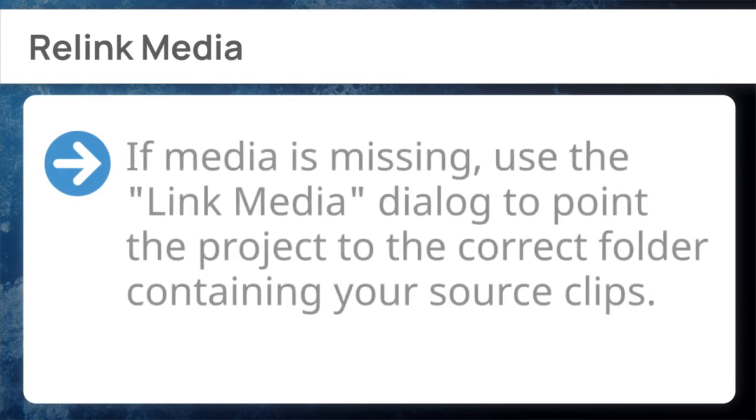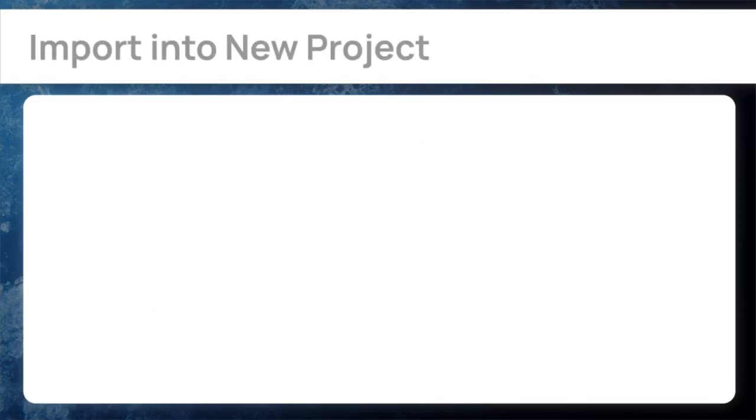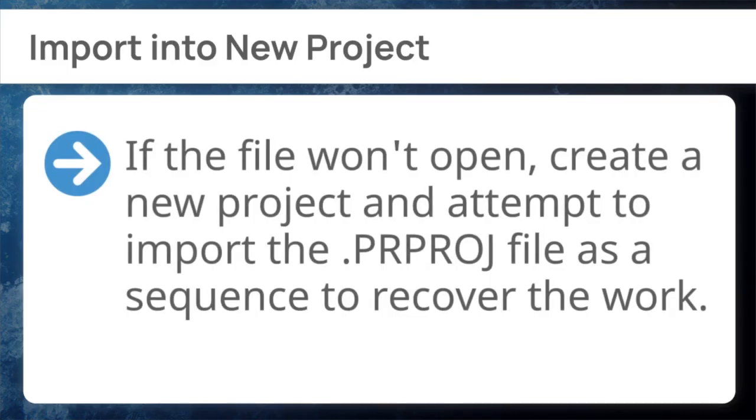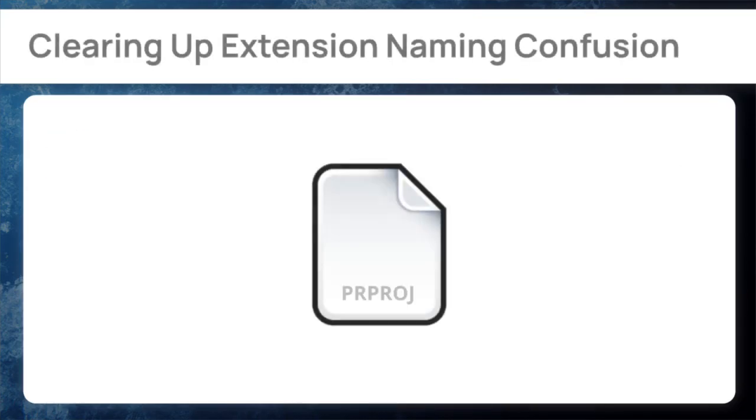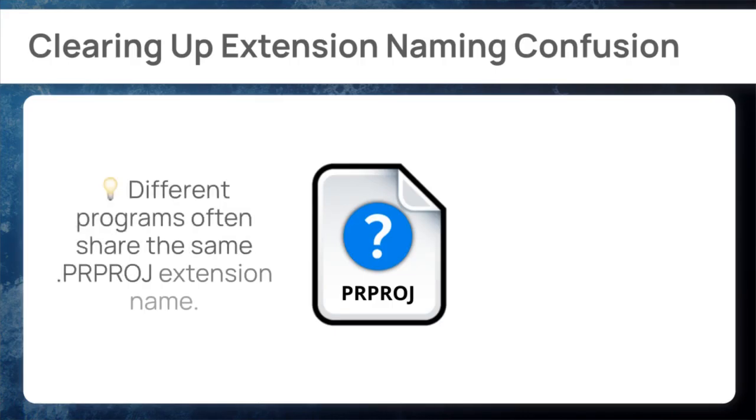Next, Relink Media. If media is missing, use the Link Media dialog to point the project to the correct folder containing your source clips. Finally, import into New Project. If the file won't open, create a new project and attempt to import the PRPROJ file as a sequence to recover the work.